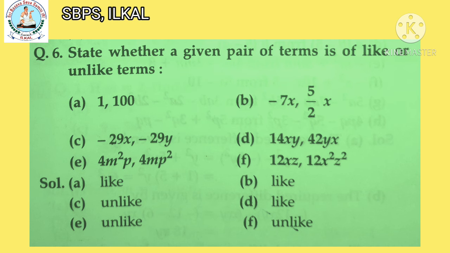E question, 4m square p, 4m p square. Observe, children, the variables are same, but the exponents are different here. In the first term m square it is, but in the second term only m. In the first term p they gave, but in the second term p square. So both the given terms are unlike terms. F question, 12xz, 12x square z square. These two are unlike terms because the exponents are different.